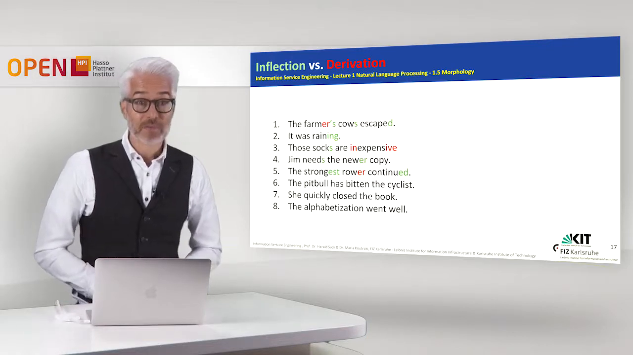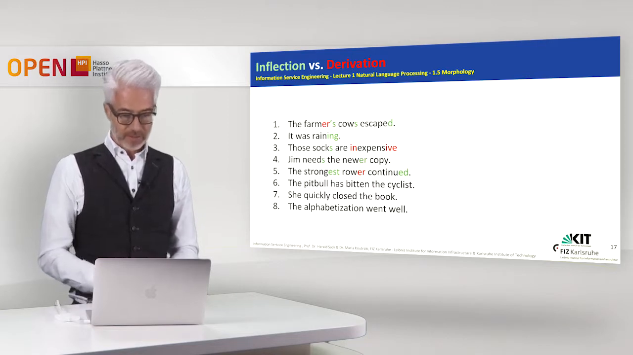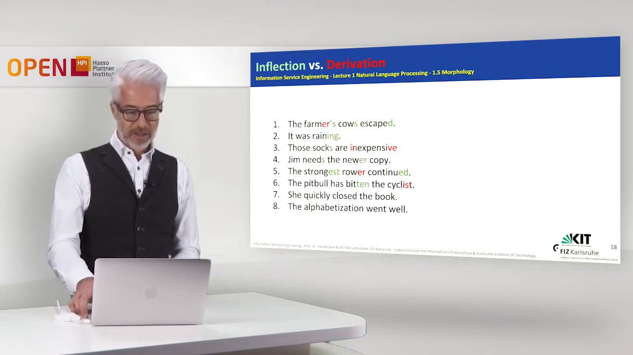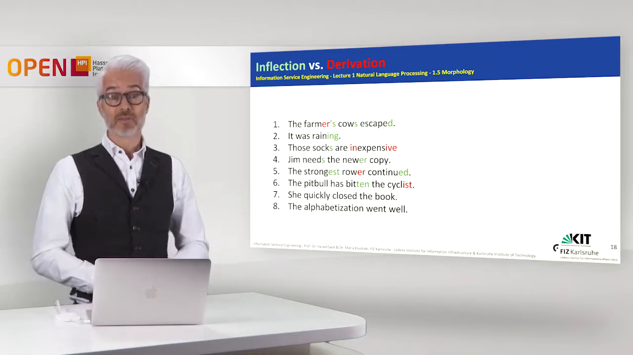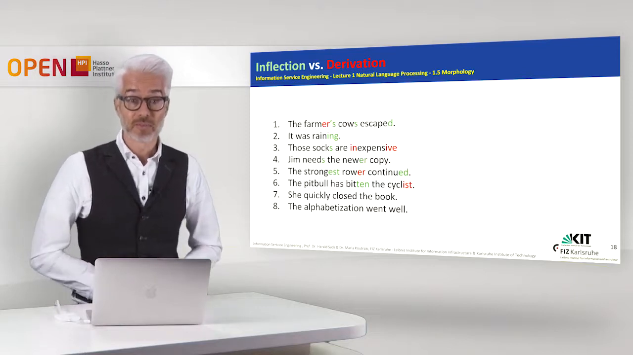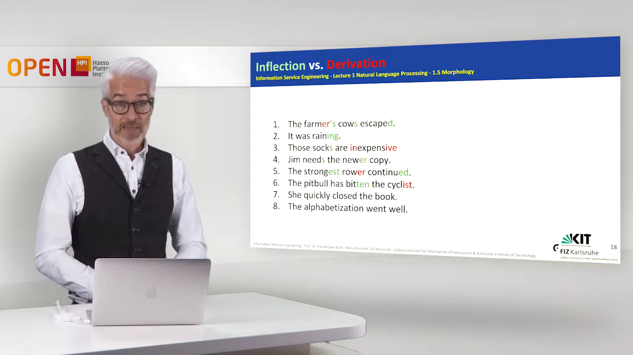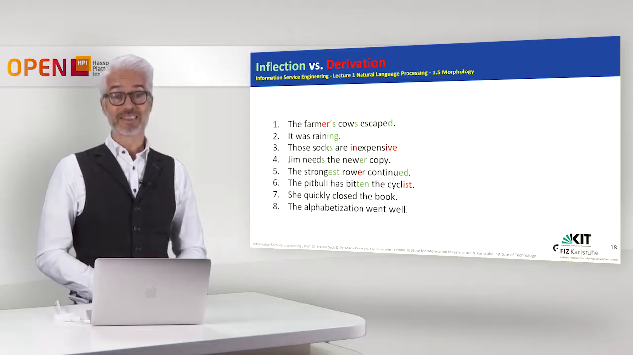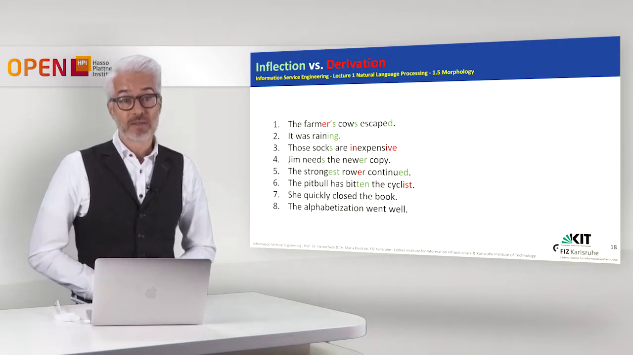Next example, the pit bull has bitten the cyclist. Bad situation, but let's have a look. Where is inflection? Where is derivation? To bite, and then you have the past tense participle or perfect participle. You have made bitten out of it, and you have to cycle, and you make the cyclist out of it. So this changes the meaning. Therefore, it's a derivation.